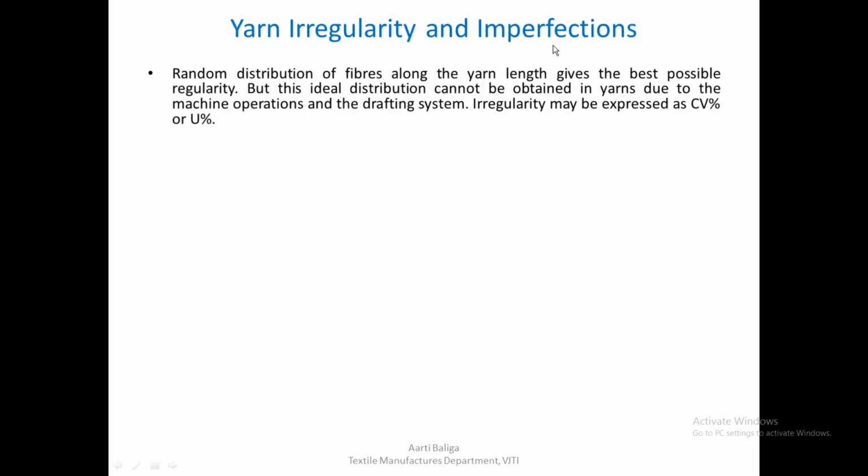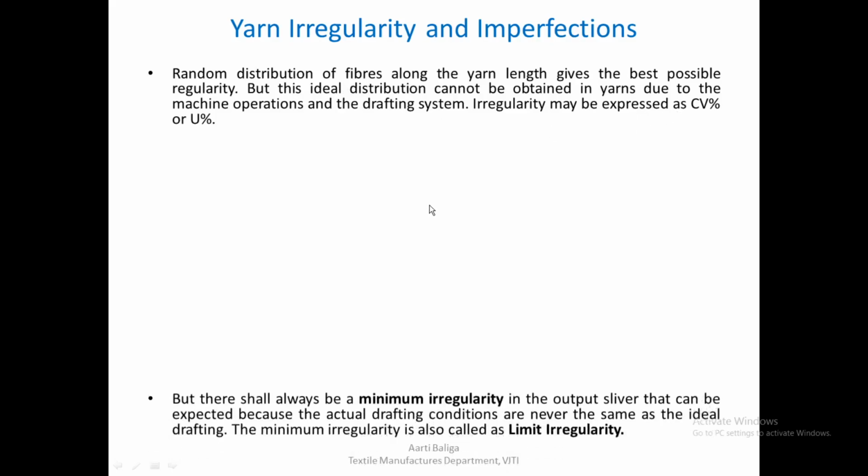Yarn irregularity and imperfections. So let us see how these compare with the ring spun yarn. Random distribution of fibers along the yarn length always gives the best possible regularity. But this kind of an ideal distribution cannot be obtained in yarns due to machine operations and drafting system. There will be some deficiencies in machine operations and drafting system. So the deficiencies will not allow us to make a perfect or a more regular yarn by random distribution of fibers. Irregularity is always expressed in CV or U percentage.